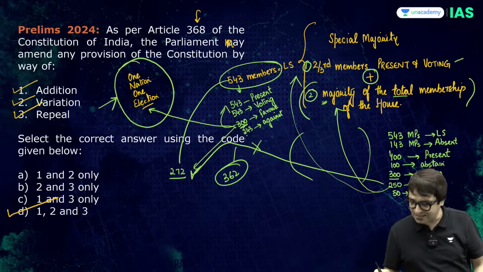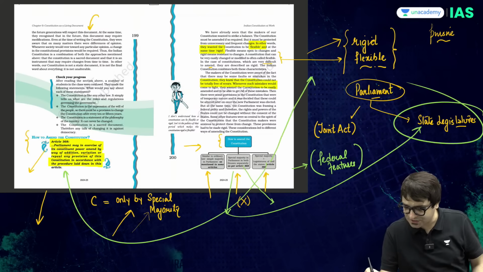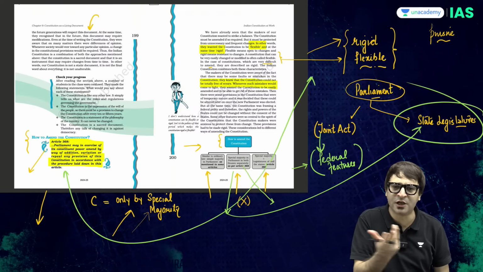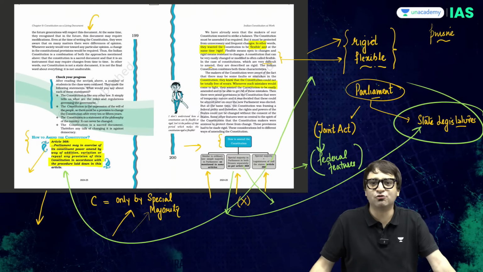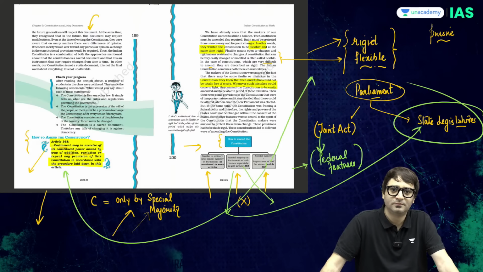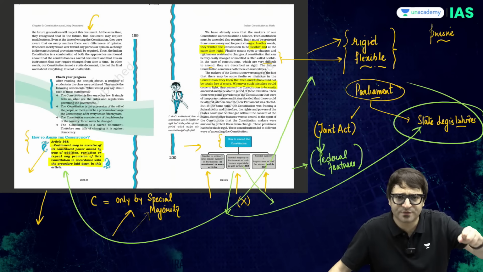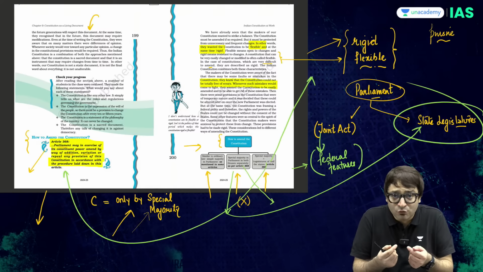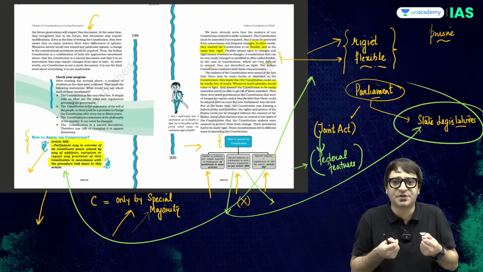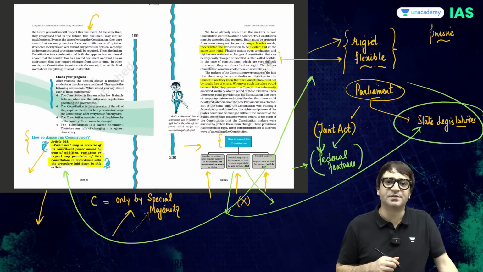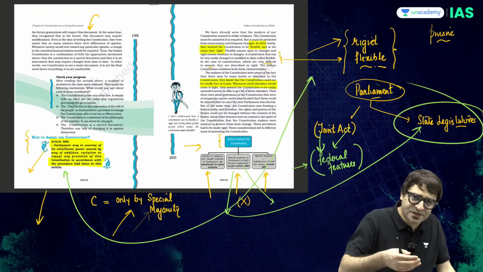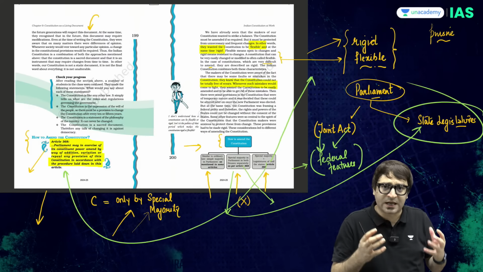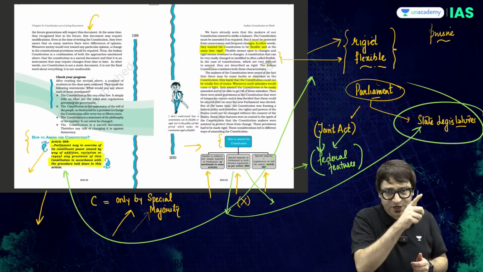That means without ratification by half of the states, you cannot amend a federal feature. And one such feature is changing any of the lists mentioned in Schedule 7 of the Constitution. Because basically you are then snatching the powers of the states and giving it to the center. Article 368 says, even if you want to change me, I am Article 368, you need ratification by half of the states. Article 368 further says, if you want to change the structure of the Supreme Court and High Courts, for that you need ratification by half of the states.